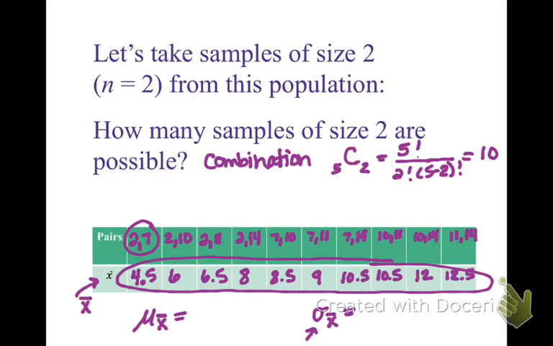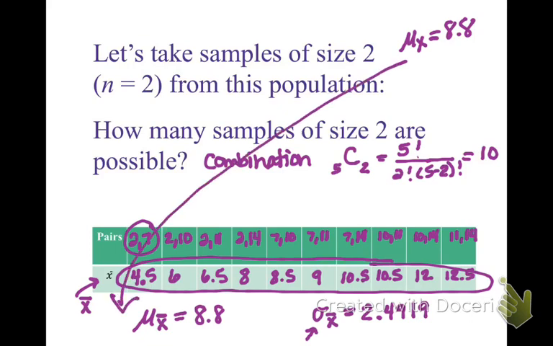You'll notice that the mean of x bar is 8.8 and the standard deviation of our x bars, or our sample statistics, is 2.4919. So notice that this correlates to the mean of the actual population of all fish. Our mean for all of our fish lengths was also 8.8. So we notice that there's a relationship between the mean of our sampling distribution and the mean of our population of fish. Now, the standard deviations are not the same.